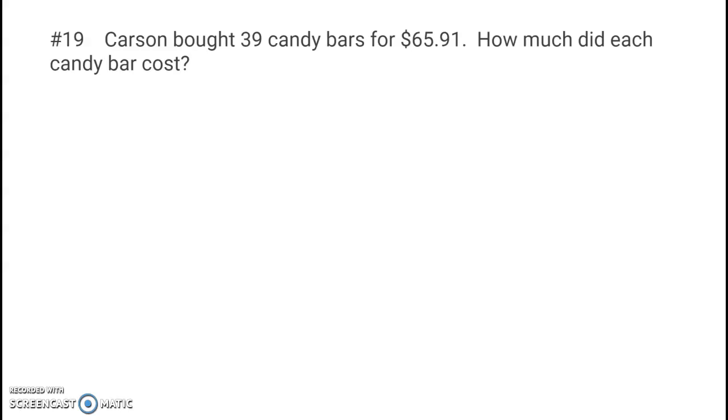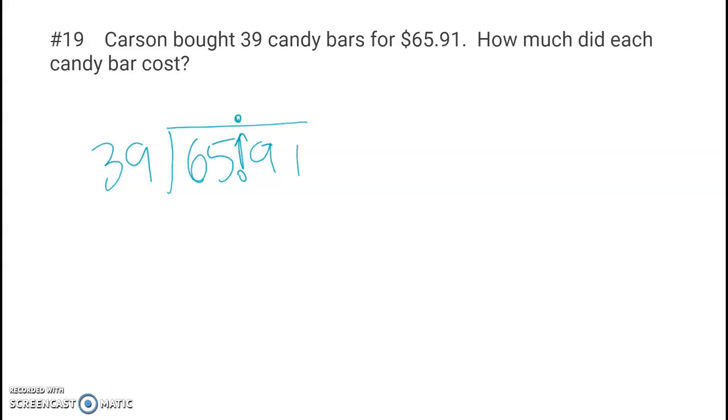Carson bought 39 candy bars for $65.91. How much did each candy bar cost? So we're going to divide $65.91 divided by 39. There's no decimal in my divisor, so I don't need to move anything around.